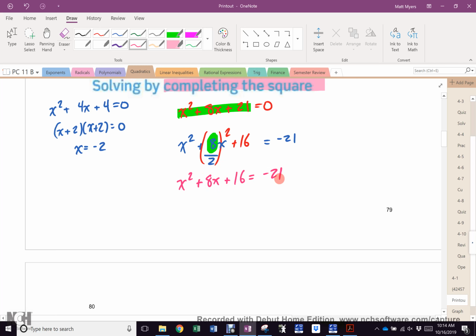Equals -21, yes? What did I do right there when I completed the square? Because I made a perfect square trinomial, yes? I didn't have one, but I made one. So I completed a perfect square trinomial, yes? What new thing appeared in this equation? +16. On which side of the equation? So what must happen on the right side of the equation? What must I do? I must add 16, yes?